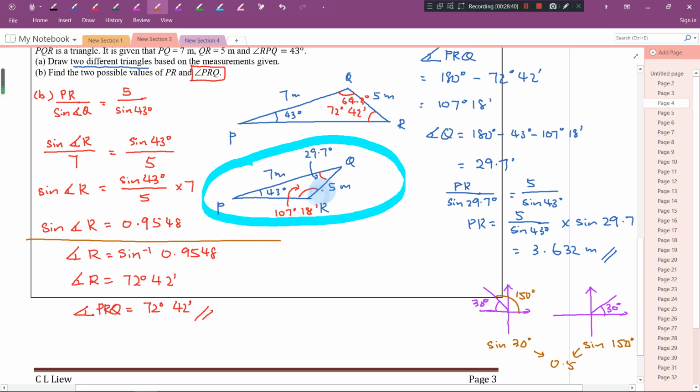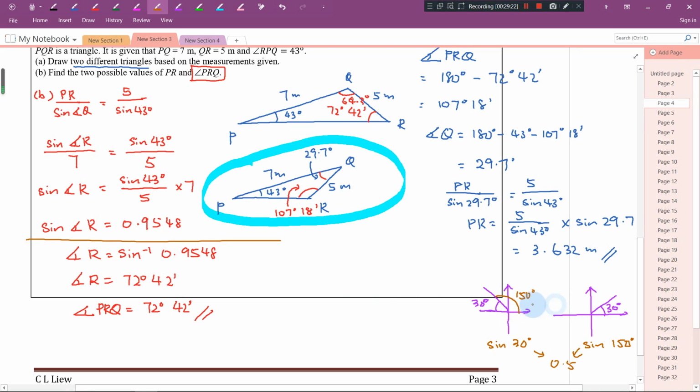You can try to press your calculator. Sine 72 degree, 42 minutes. And you will get this one, right? And sine 107 degree, 80 minutes. You will get exactly the same answer. So just be more careful when you press your calculator, right? Calculator always gives you the acute angle one. So when you look at the diagram, you know that this answer is not for this one. So in order to get this answer, you take 180 degree minus this one.